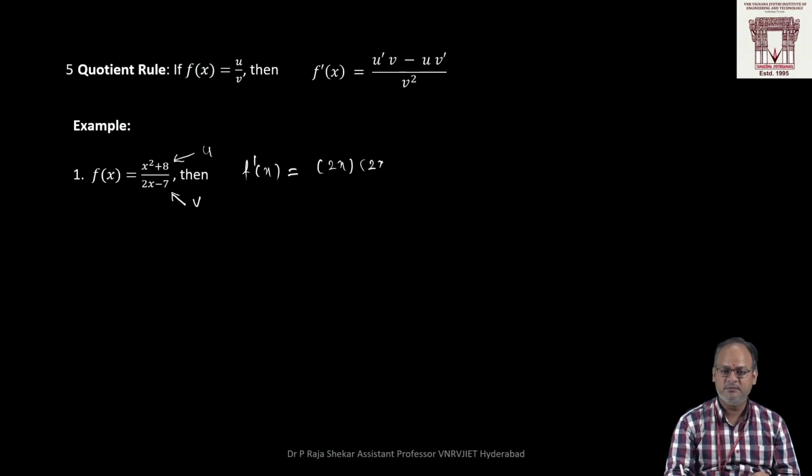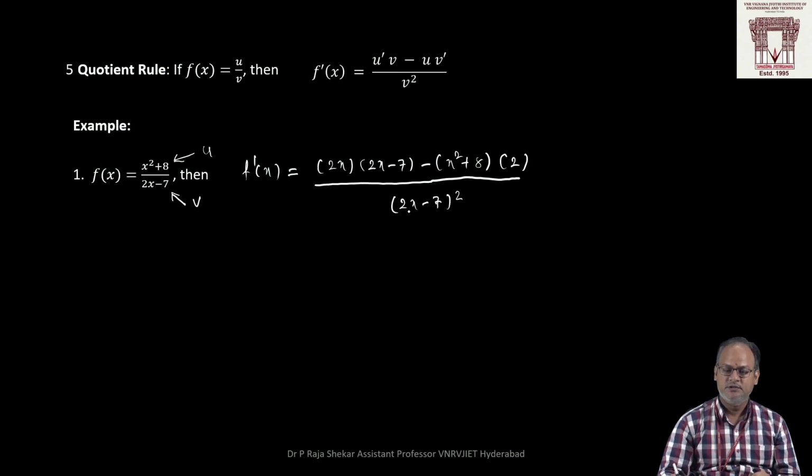It is 2x minus 7, minus u, being the numerator, x square plus 8, into v dash, the derivative of 2x minus 7. The derivative of 2x minus 7 is 2, divided by v square. v square means the square of the denominator, 2x minus 7 whole square. So this is to be simplified further.